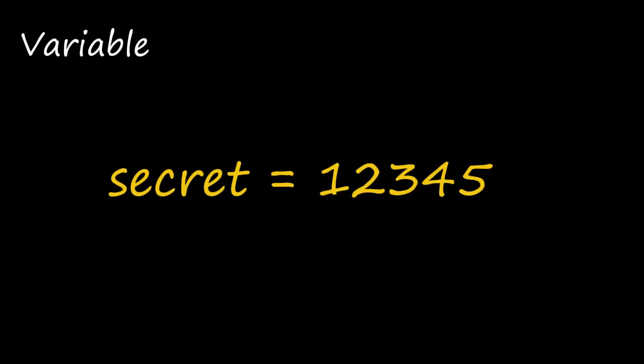For example, imagine I have a secret password. In mathematics, we can represent that secret with a variable. Secret equals 12345, for example. Instead of writing the actual secret every time, we simply use the variable name. This idea appears constantly in cryptography and zero-knowledge systems.